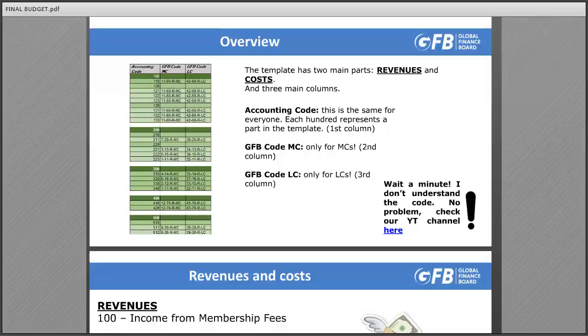The template has two main parts, which are the revenues and the cost, and three main columns: The accounting code, which is the same for everyone. Each 100 represents a part in the template, which is the first column. The Global Finance Board code for MC, which is only for MCs, is the second column. So in the first row, it will be 1160 RMC. And the Global Finance Board code for LCs, which is only for LCs, is the third column. In this case, the first row will be 4260 RLC.